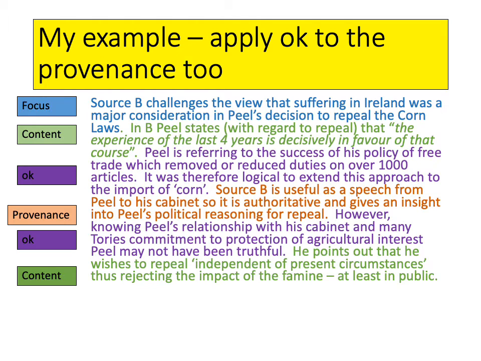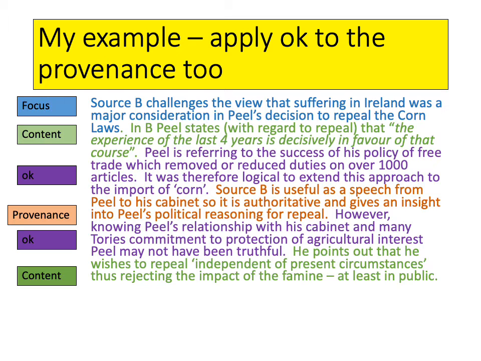Provenance, source B is useful as it's a speech from Peel to his cabinet, so it's authoritative and gives an insight into Peel's own political reasoning. Own knowledge, however, knowing Peel's relationship with his cabinet and many Tories' commitment to the protection of agricultural interests, Peel may not have been truthful.